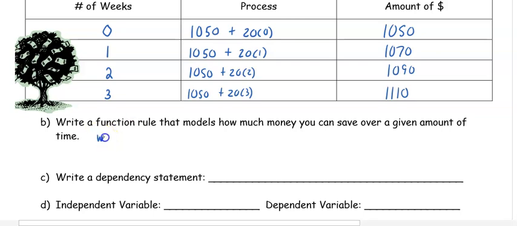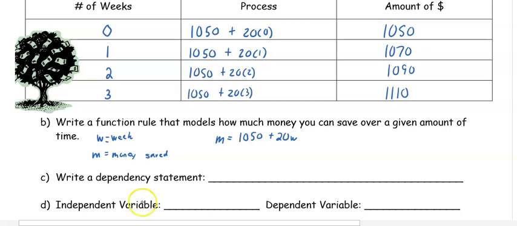So to write a function rule, we can figure out what we're trying to do. So we know that we are saving weekly. So we'll use W for weeks, and we'll use M for the money saved. So if we're trying to figure out the money saved, we're going to say M equals, we know she started with $1,050 plus she's saving $20 per week.